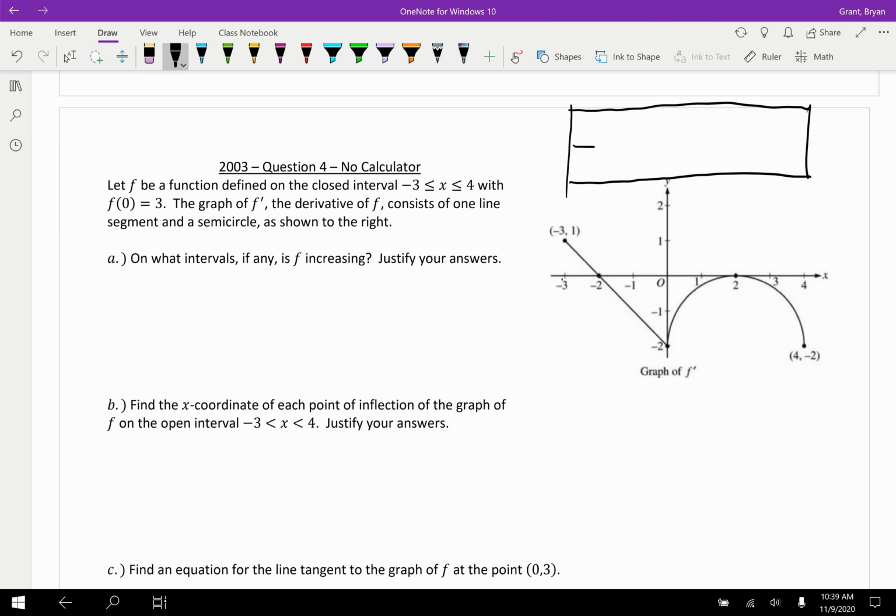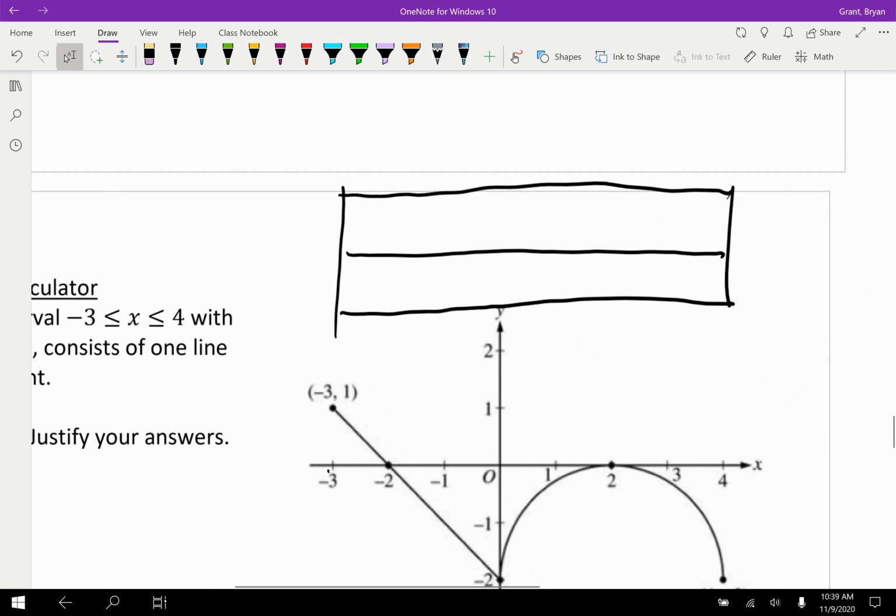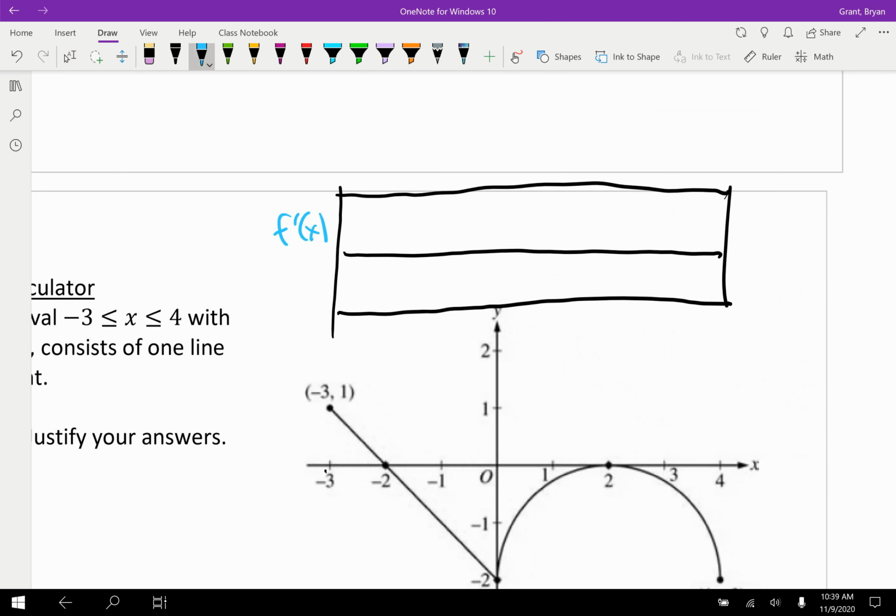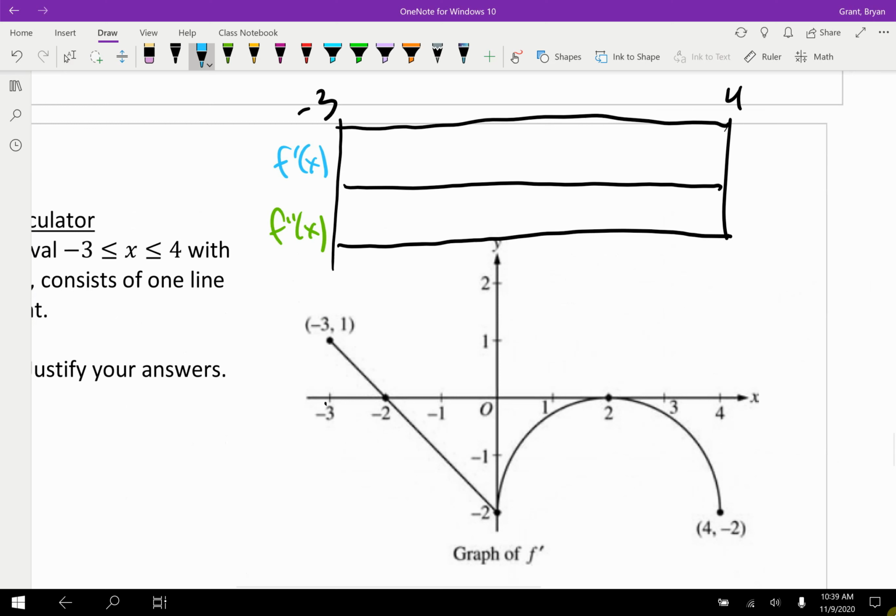Cool, and we'll split this in half like so. And we have our f prime and f double prime. I should just zoom in over here, probably should have done that at the beginning. We are starting at -3, and going over to 4. Looking at the graph of f prime, which, as a reminder, is the one in blue right here, this is the graph of f prime.